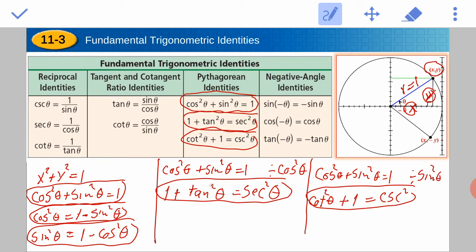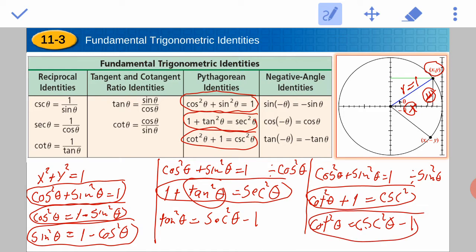Same with the second one. If we want to isolate tangent squared theta, we minus 1 from both sides. So we're going to have tangent squared theta is equal to secant squared theta minus 1. Another form. Same with the last one. If we want to isolate cotangent squared theta, we can minus 1 from both sides. So cotangent squared theta is equal to cosecant squared theta minus 1. So many forms can be derived from the same Pythagorean identities, and the most basic one is the first one. We get the first one from the unit circle.